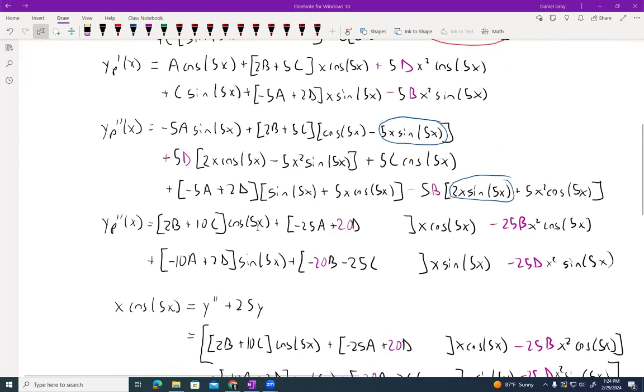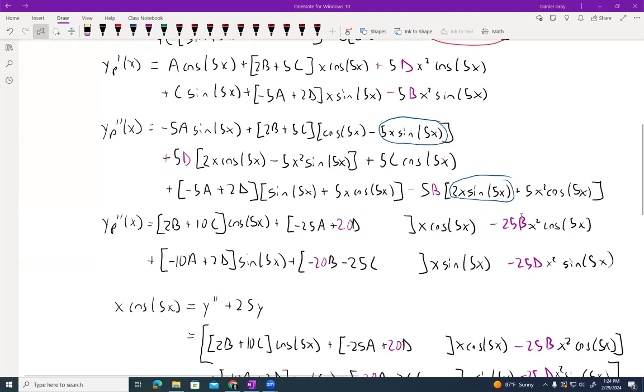So my cosine of 5x terms just by itself, I group those together, right? Cosine of 5x, I had a 2b plus 5c here. But I have another cosine of 5x term here, so it's another plus 5c. So I get 2b plus 10c. My x cosine of 5x term, I have a plus 10d here. And then I also have, let's see, somewhere around here, x cosine of 5x. Here we go. So I have a minus 25a plus 10d, and then plus another 10d, so plus 20d, x cosine of 5x.